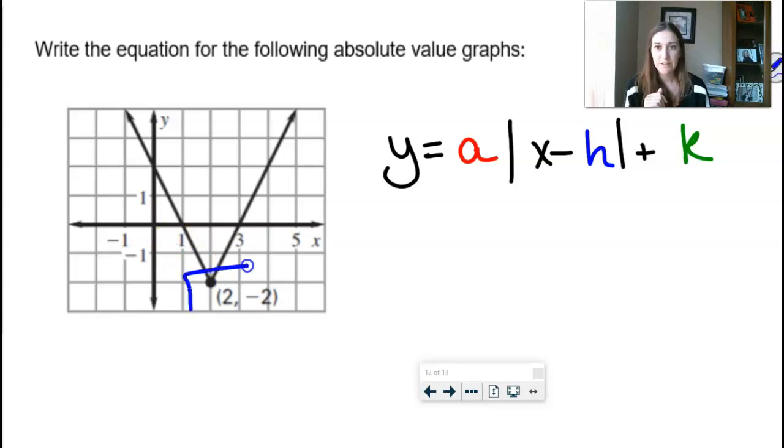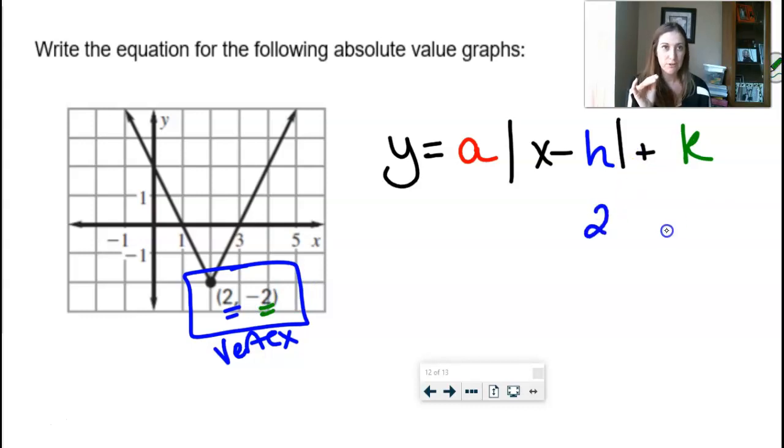So this guy right here, this is called the vertex. So you have your h and you have your k. Boom, right there. So I'm just going to kindly slide those numbers in here. This is a 2 and this is a -2. Now I'm not going to say plus -2, that's goofy. So I'm just going to call this -2. The only other thing you have to find out for me now is this a value.